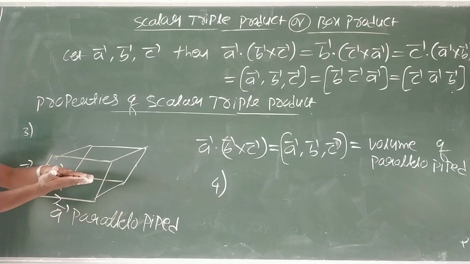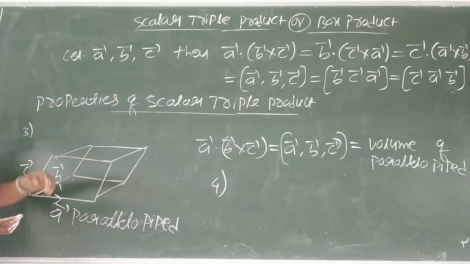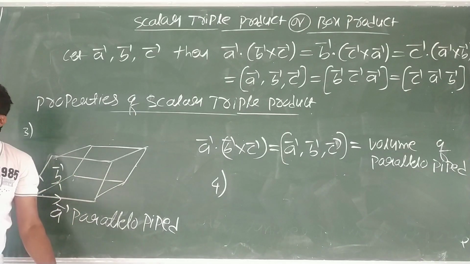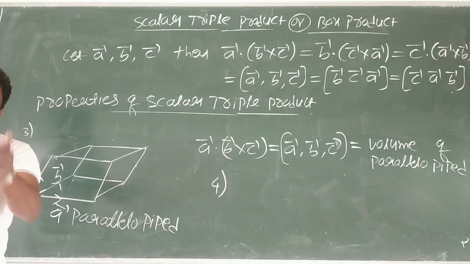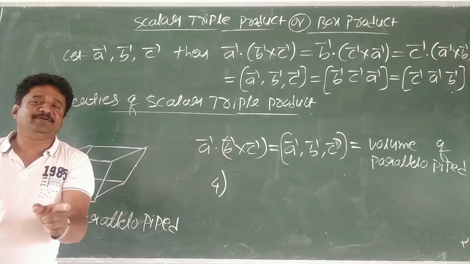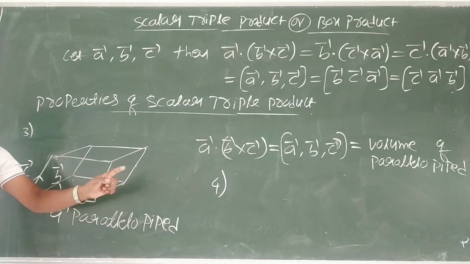If I press like this, all the vectors lie on the same plane. If all the vectors lie on the same plane, they are called coplanar vectors. Co means same. So all the vectors lie on the same plane.